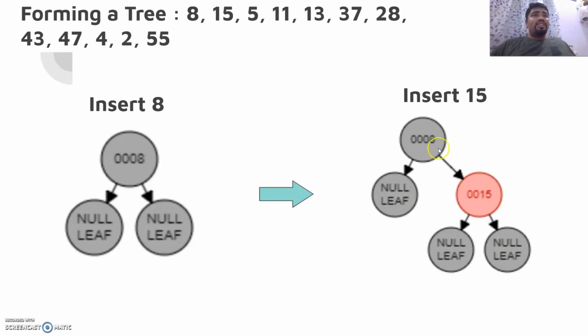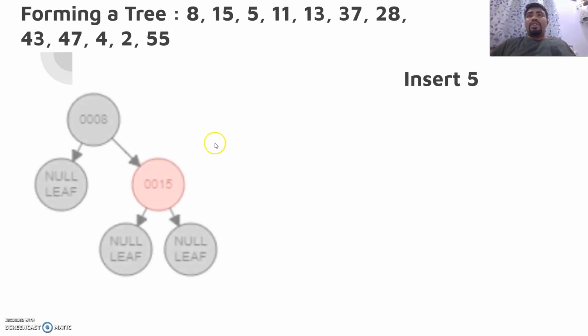Do we have any parent-child red-red conflict? So no, 15 is red, but obviously the parent is black. So there is no red-red conflict. So let's understand by insertion of the next element. So we are going to insert 5 in this particular tree now.